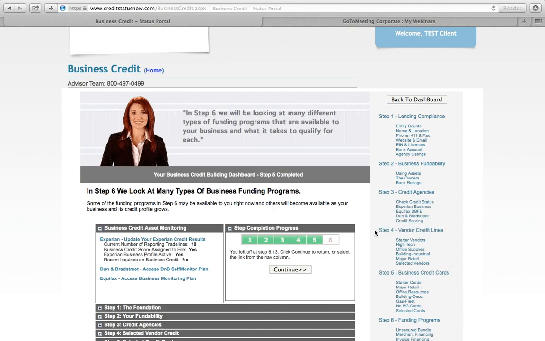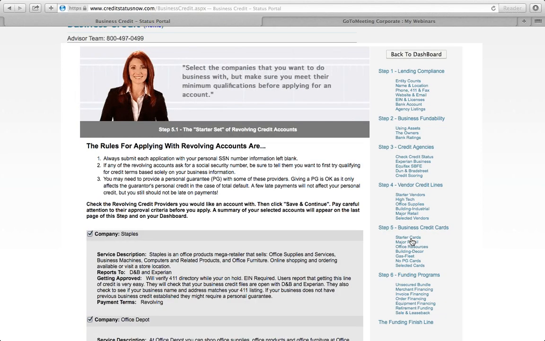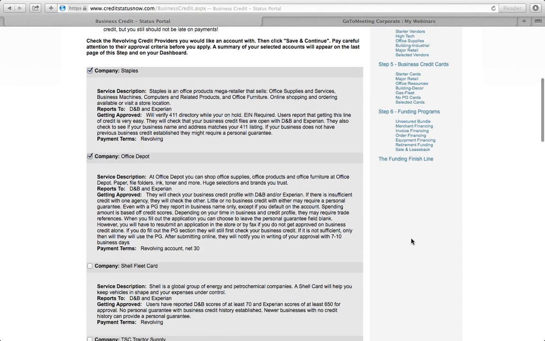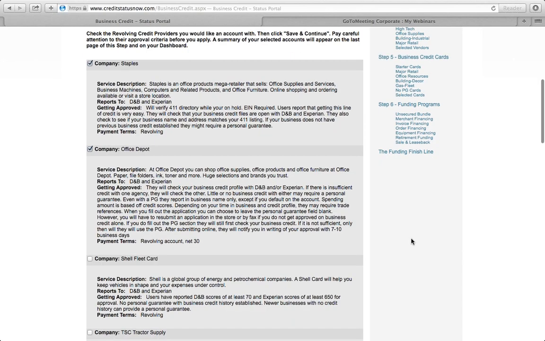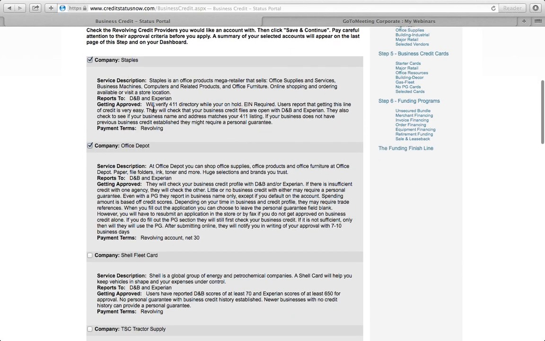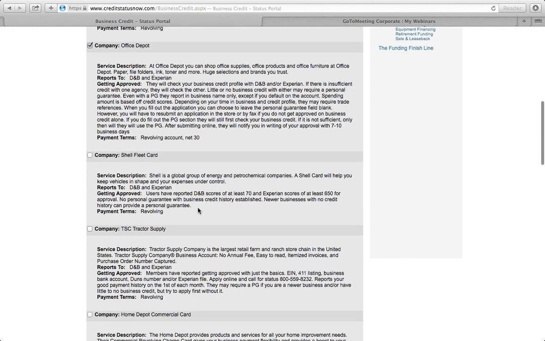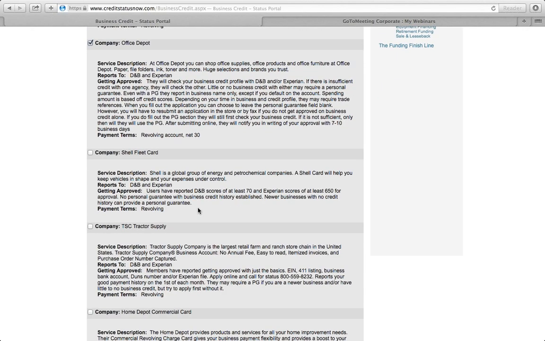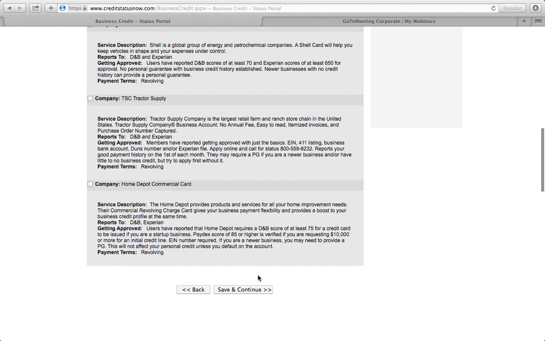So as these report, the credit's looking good, you're about 2 months into this building process, then you can already move to step 5, and these accounts become more and more helpful and useful and desirable. Of course, you'll see that Staples is listed again. This is a different Staples product. Some of these vendors have multiple products, multiple tiers, and you can build into the account that's most helpful to you.